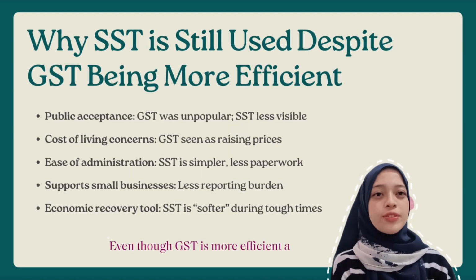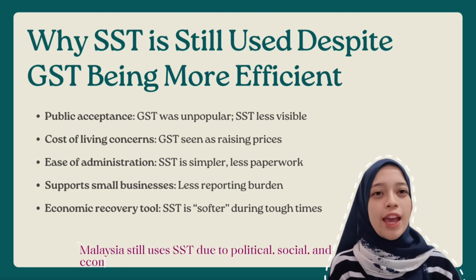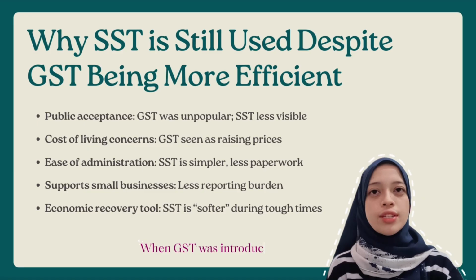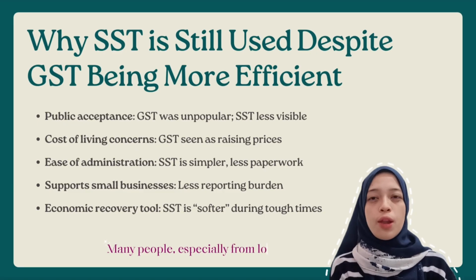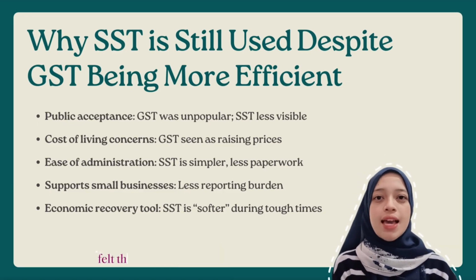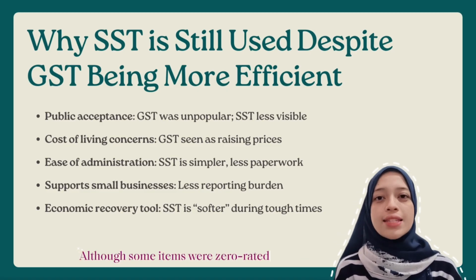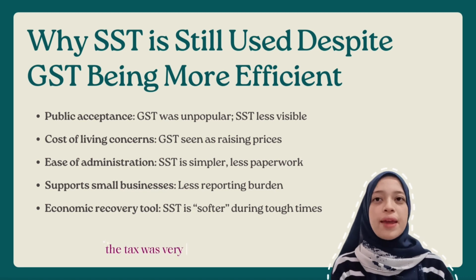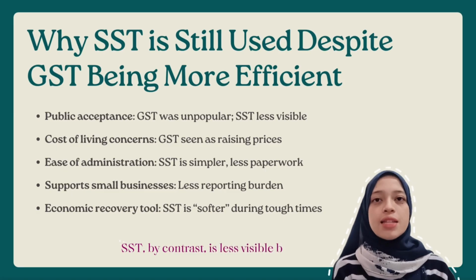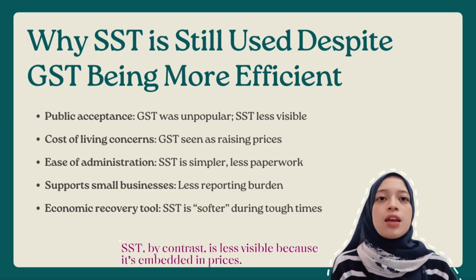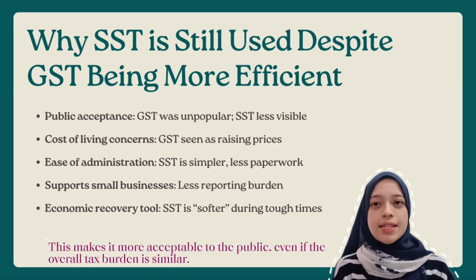Even though GST is more efficient and generates higher revenue, Malaysia still uses SST due to political, social, and economic reasons. When GST was introduced in 2015, it faced strong public backlash. Many people, especially from lower and middle income groups, felt that GST increased their cost of living. Although some items were zero-rated or exempted, the tax was very visible and made everything seem more expensive. SST, by contrast, is less visible because it's embedded in the price. This makes it more acceptable to the public, even if the overall tax burden is similar.